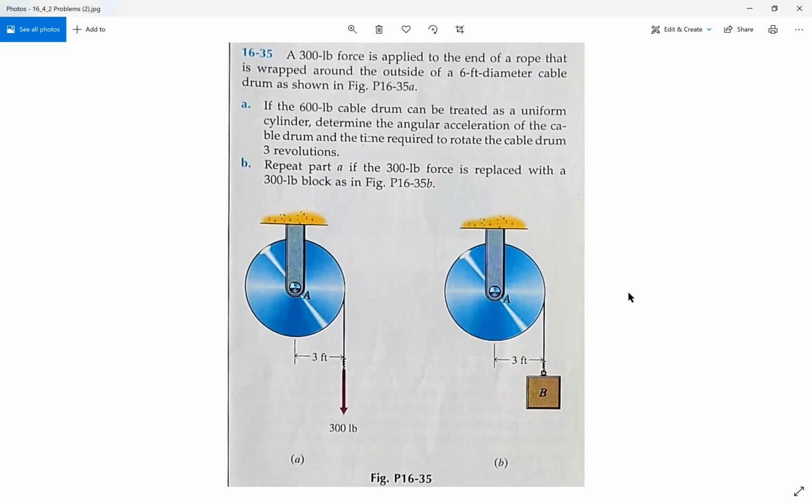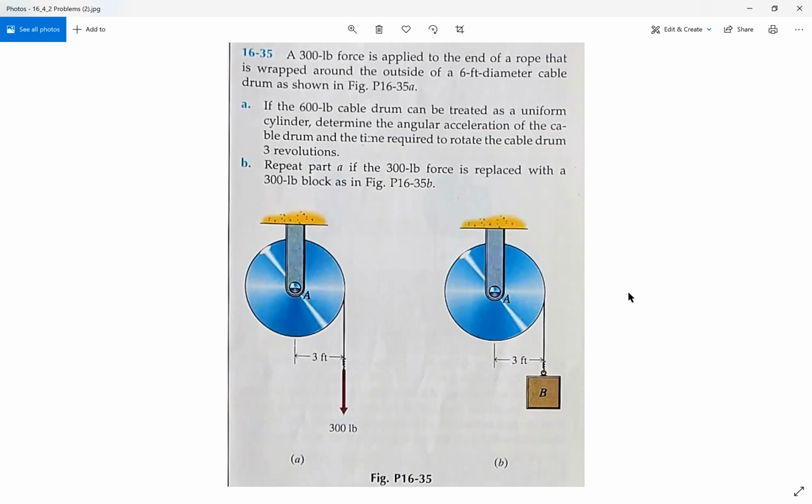For part B, repeat part A if the 300-pound force is replaced with a 300-pound block, as in the figure to the right. Okay, so we have done a problem similar to this, where we were given a force and also a block that weighed the same as the force. In that problem, we already saw that the results of the acceleration ended up being different for the disk. I believe we just calculated the angular acceleration of the disk. And even though the force was the same as how much the block weighed, the acceleration ended up being different.